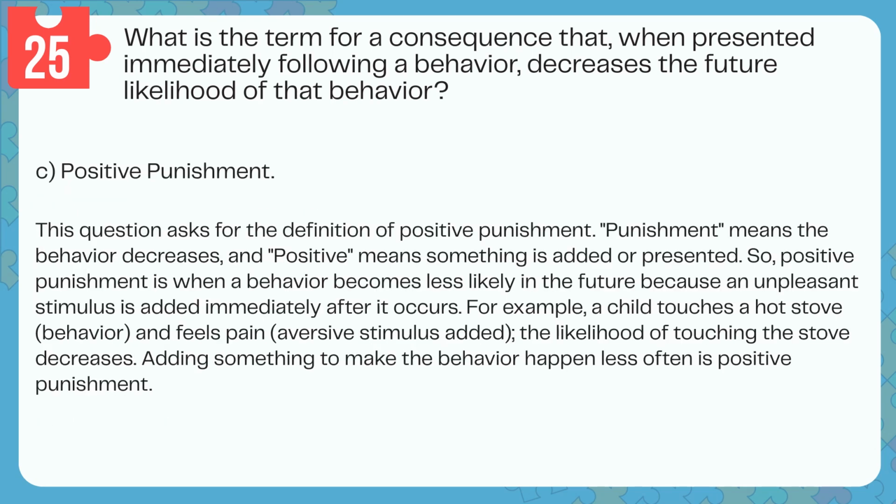Answer C. Positive punishment. This question asks for the definition of positive punishment. Punishment means the behavior decreases, and positive means something is added or presented. So, positive punishment is when a behavior becomes less likely in the future because an unpleasant stimulus is added immediately after it occurs. For example, a child touches a hot stove, behavior, and feels pain. Aversive stimulus added, the likelihood of touching the stove decreases. Adding something to make the behavior happen less often is positive punishment.